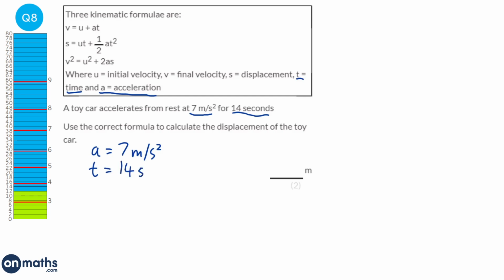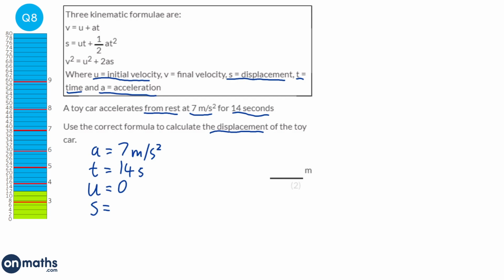It seems like there's no more information, but there is, because u is the initial velocity and it says from rest. So u is going to be 0. And it's asking us to find the displacement, so the s. And displacement is just a distance with a direction, so it's a vector distance. So we're going to have to look and see which of the formulae that we're given, so which of the 3 formulae we're going to use.